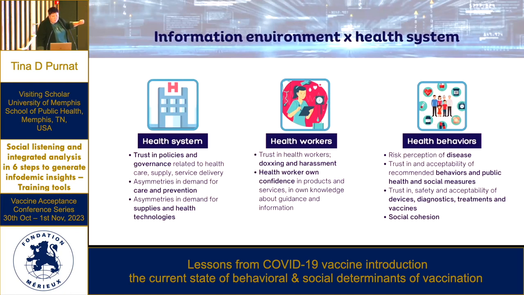On the level of the health system, I'm not talking about misinformation only. I'm talking about all the different information questions and concerns that you also heard other speakers refer to, impacting downstream demand for different services and programs. We've seen, for example, during COVID-19, stockouts of certain drugs, like ivermectin in the US, but there are other examples. And at the level of the health system, since we're talking about trust, and I'll speak about trust tomorrow as well, trust in policies and governance related to healthcare supply, service delivery, etc.